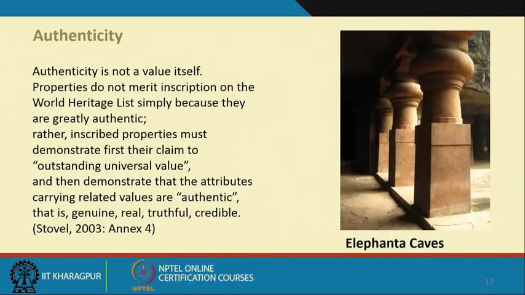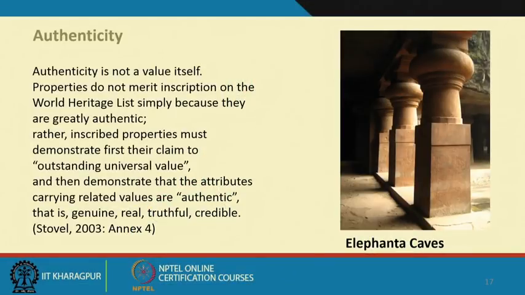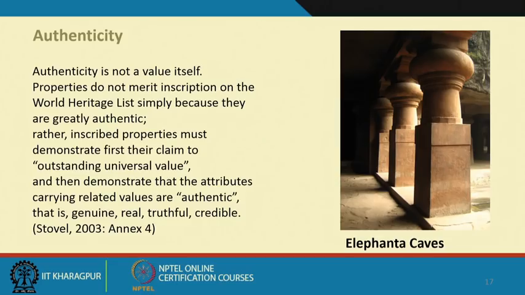I can explain by quoting the example of the Elephanta Caves near Mumbai, which are cave architecture, a very important World Heritage Site, protected by the Archaeological Survey of India. There is a lot of controversy about the early measures which were taken for restoring Elephanta Caves. Now, there is a doubt whether many of the things were authentic. So, there is a doubt about the authenticity, but later on things have improved.